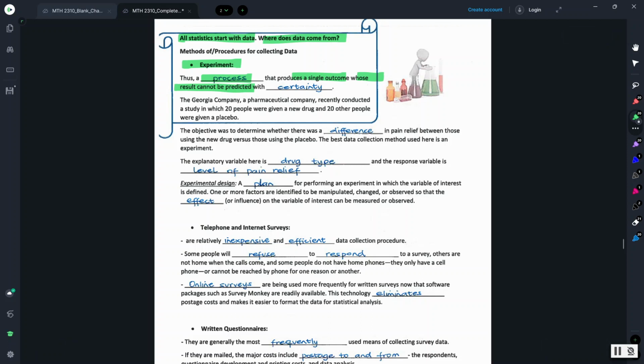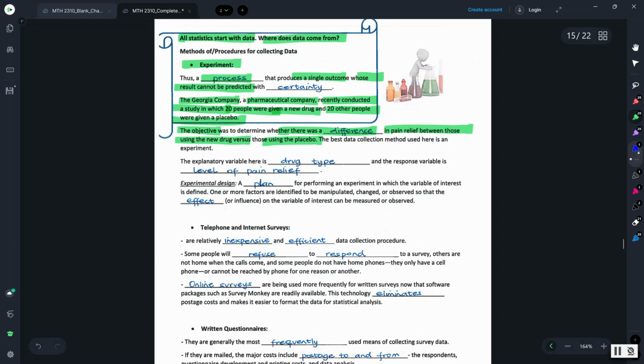So, let's take, for example, the Georgia company, which is a pharmaceutical company. It recently conducted a study in which 20 people were given a new drug and 20 other people were given a pretend drug called a placebo. Now, what is the objective? They would like to see if there's a difference in pain relief between those who are using the new treatment or the new drug versus those who are using the placebo.